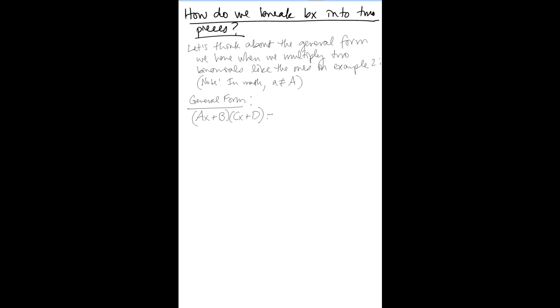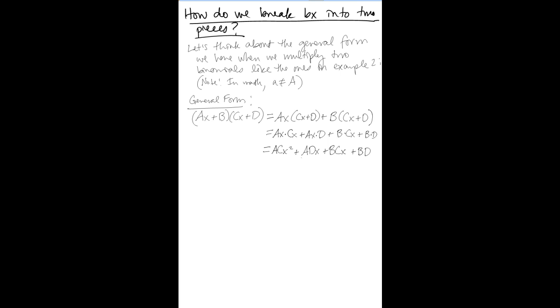So let's go ahead and multiply this out the way we usually do. So first we'll distribute the CX plus D to each piece on the left, so AX times CX plus D plus B times CX plus D. Now I'll distribute the AX and the B. So I'll get AX times CX plus AX times D plus B times CX plus B times D. And now if I simplify, I get ACx squared plus ADx plus BCx plus BD.